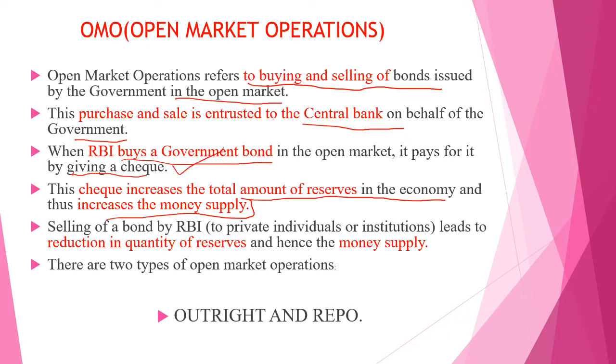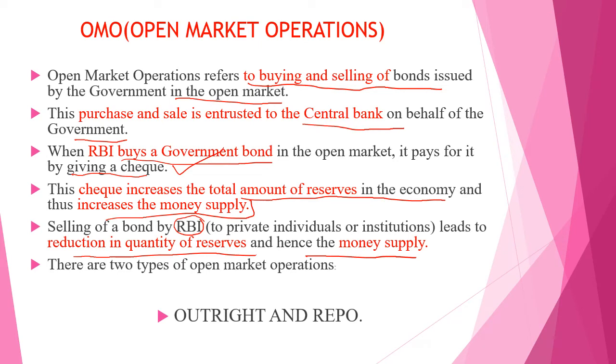And there is another process, the selling of bonds by Reserve Bank of India. Selling government bonds leads to a reduction in the quantity of reserves and hence the money supply. That means when Reserve Bank of India wants to decrease the money supply in the market, it sells government bonds. When it sells the bond, money from the market comes to Reserve Bank of India. That is absorption of money.